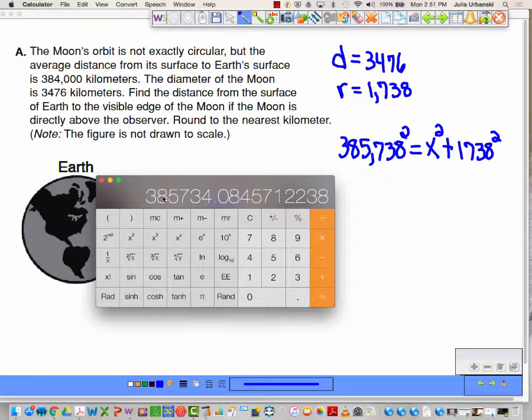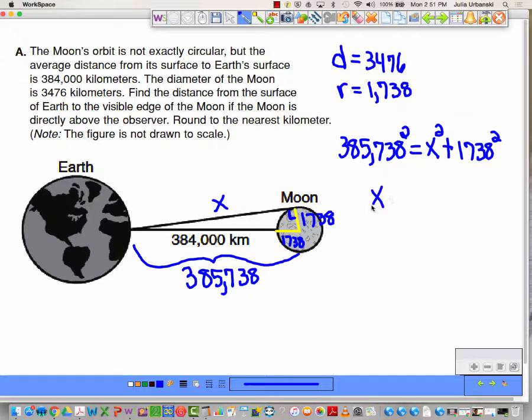My answer would be 385,734. Rounding to the nearest kilometer means you look at the next digit over, it's a 0, so nothing has to round up. 385,734. And that would be in kilometers. And that's the distance from one person standing on the earth, the distance to how far they could see on the edge of the moon.